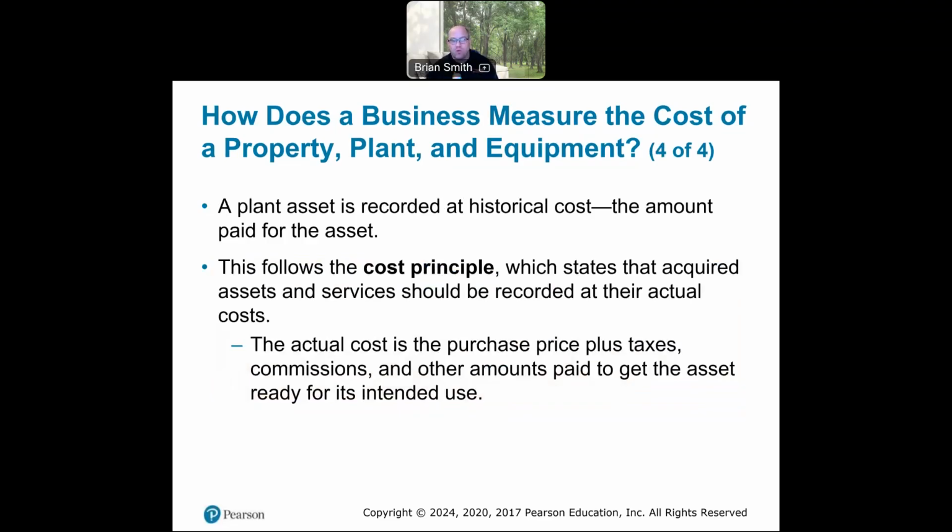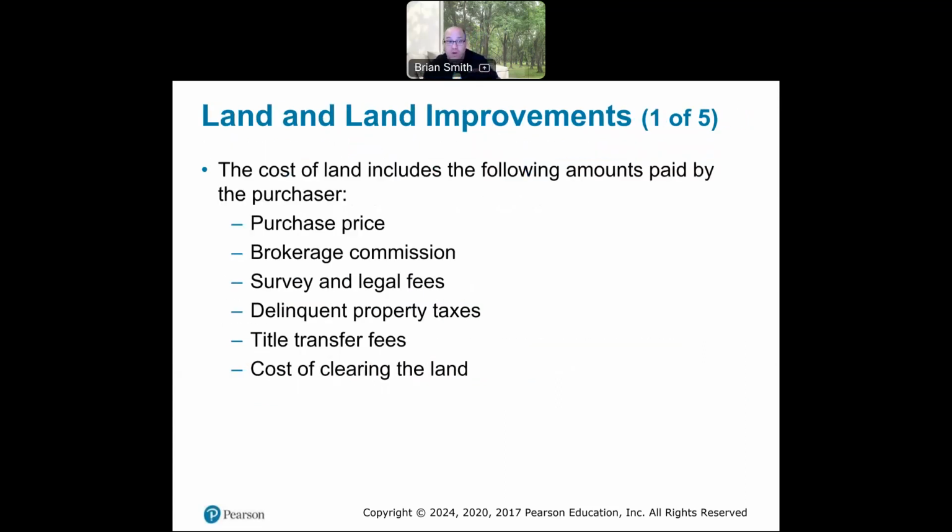Cost principle: we have to record our assets at what we actually paid for them, not fair market value. Sometimes we use appraised value and fair market value to account for the total cost, but we don't say, well, I bought this land and it really is worth this, so we're going to put it down as that. No, it's whatever we actually paid for it. And what do we pay for it? Well, the purchase price, naturally.